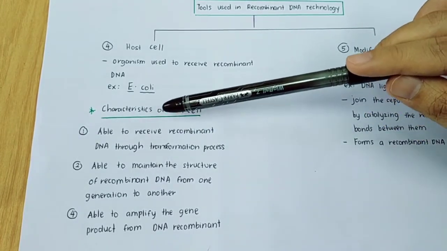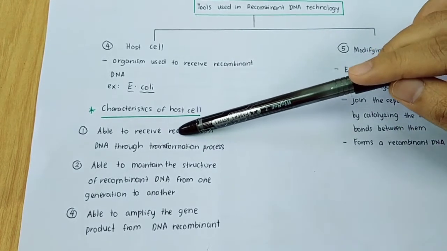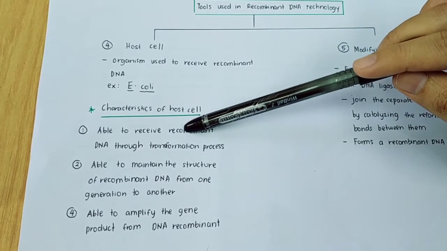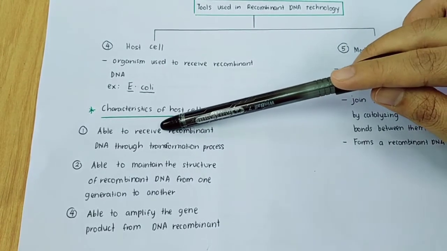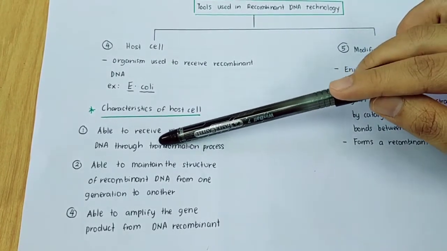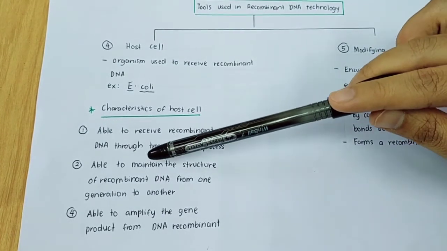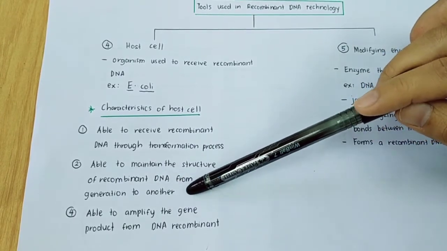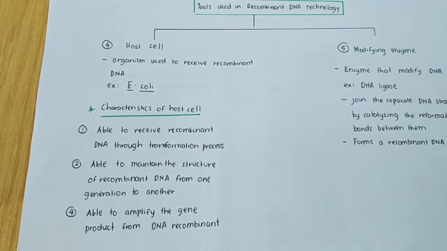So apa yang awak kena tahu untuk host cell adalah what are the characteristic of host cell. So number one, it will able to receive recombinant DNA through transformation process. Maksudnya host cell ataupun in specific E. coli, dia mesti kena ada ability untuk receive recombinant DNA. So macam mana dia boleh receive recombinant DNA adalah melalui proses transformation. So this one nanti saya akan explain detail dalam steps in gene cloning. And then number two, able to maintain the structure of recombinant DNA from one generation to another. And then number four, able to amplify the gene product from recombinant DNA.